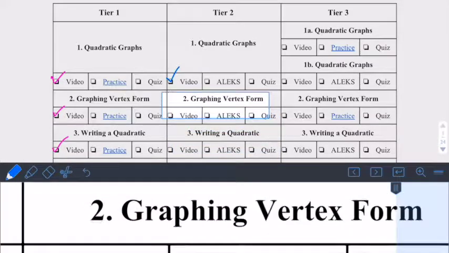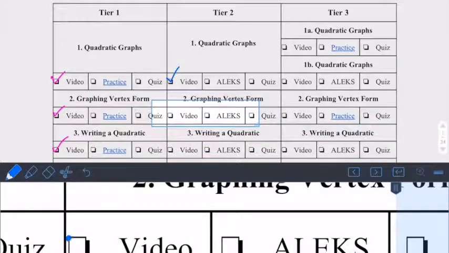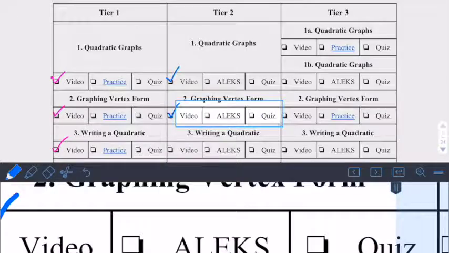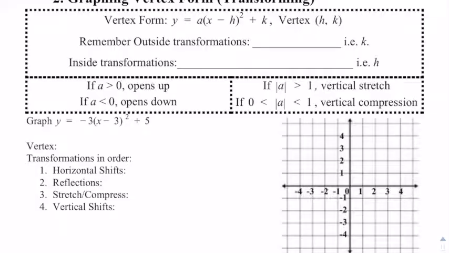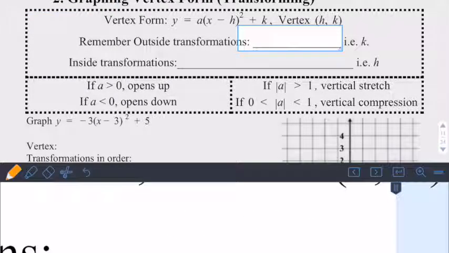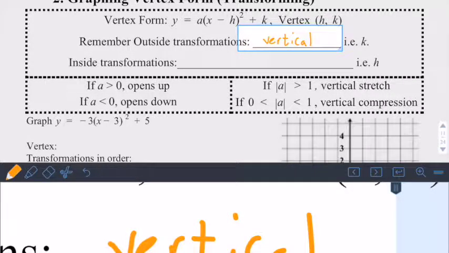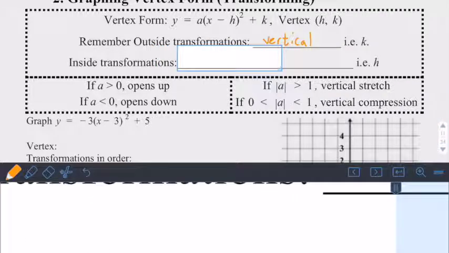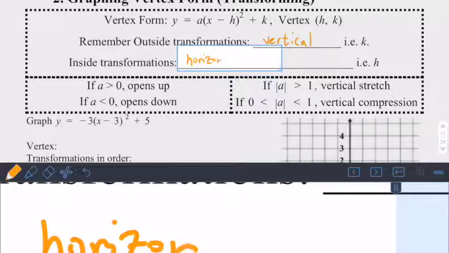This is lesson 2, graphing vertex form, and there's an Alex assignment instead of a practice. So these transformations are just like in the last chapter with absolute value. So we can remember that outside transformations, so that A and the K are all vertical. And then the inside transformation, so that H mostly is our horizontal. And it's reversed.